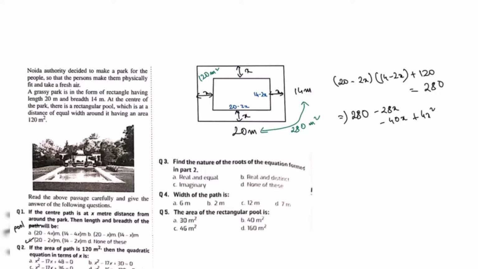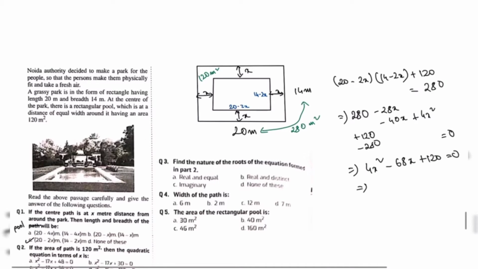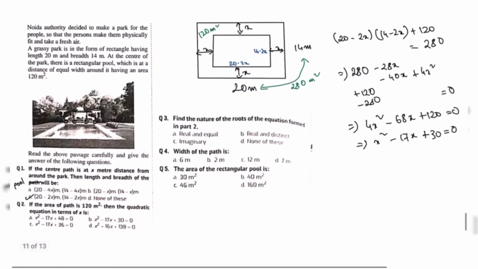Bring 280 to the left hand side. So then you get minus 160. Okay, just let's write that, plus 120 minus 280. So this should be equal to 0. I have already collected the similar terms together, so that will be 4x square minus 68x plus 120 is 0. Let's divide everything by 4. So x square minus 17x plus 30, that should be 0.